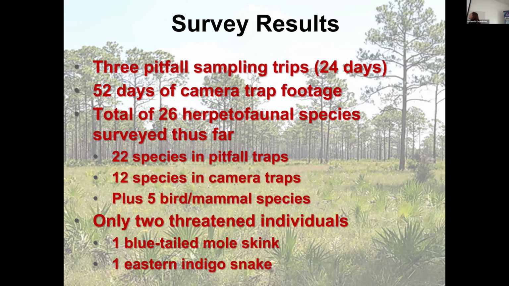And so far, we've gotten 26 herpetofaunal species, which I'm pretty happy with for the effort we've had so far. 22 of those species we got in pitfall traps, and 12 in the camera traps. And then plus 5 bird and mammal species that I've gotten in the camera traps as well. But the whole purpose of the study is for threatened and endangered species, and so far I've only had 2 threatened individuals, 1 indigo snake and 1 blue-tailed mole skink. Those are really hard to find, kind of a needle in a haystack thing. So hopefully we'll be able to see more of those as we continue.